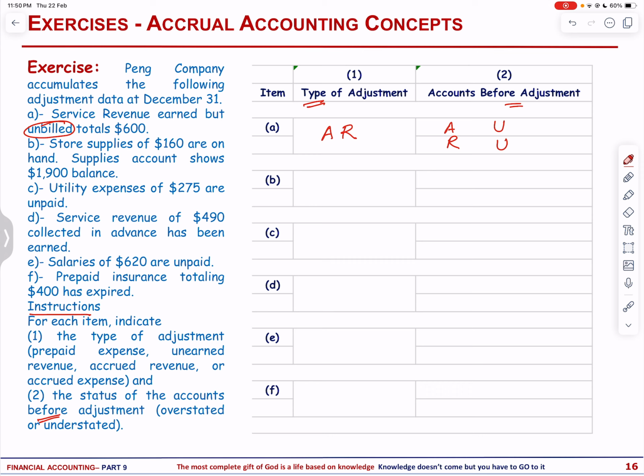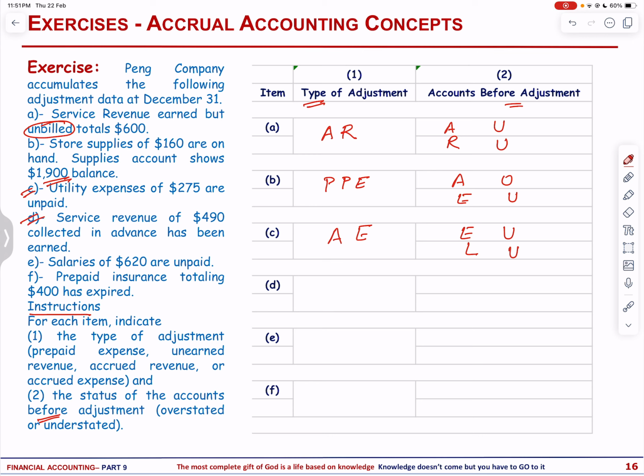Number B, store supplies of 160 are on hand. Supplies account shows 1900 as balance, and this is a prepaid expense adjustment. Assets are overstated and expenses are understated before the adjustment. C, utility expense of 275 is unpaid. So this is an adjustment for accrued expense, and before adjustment expenses are understated and liabilities are also understated.